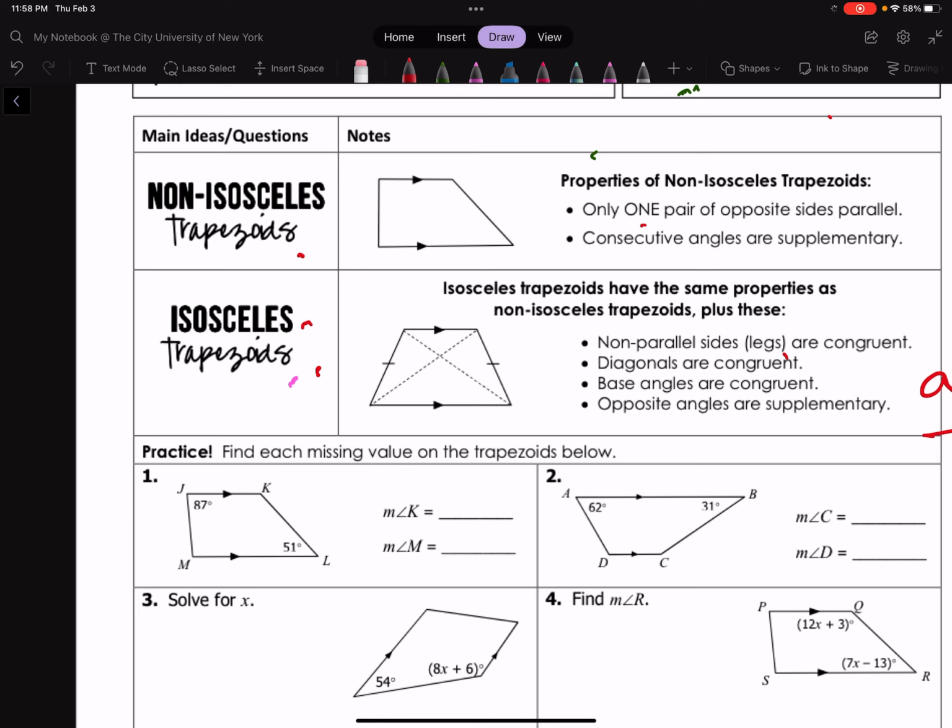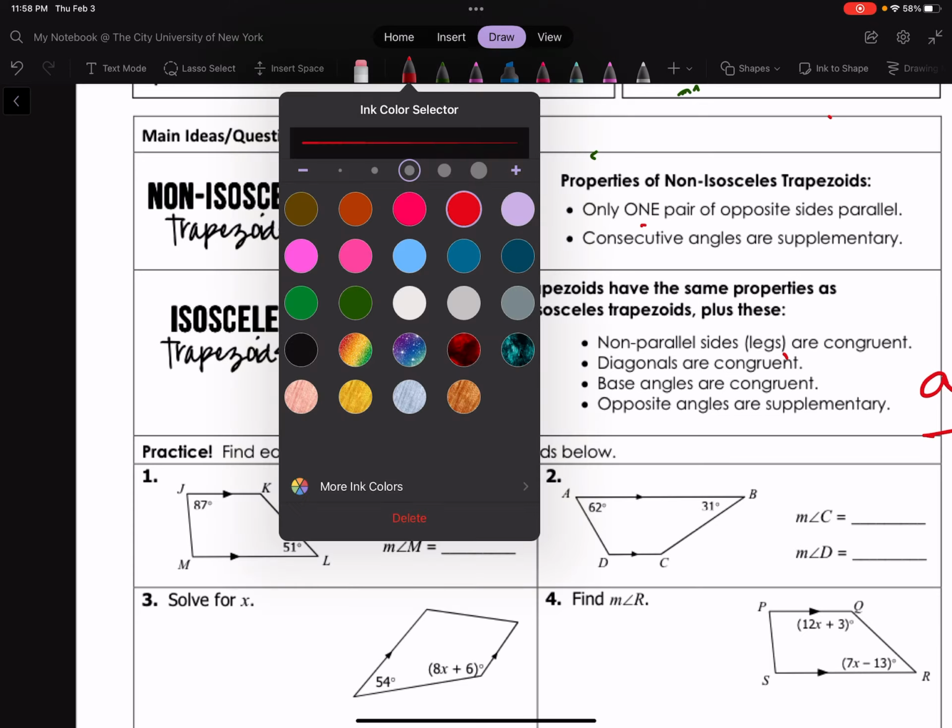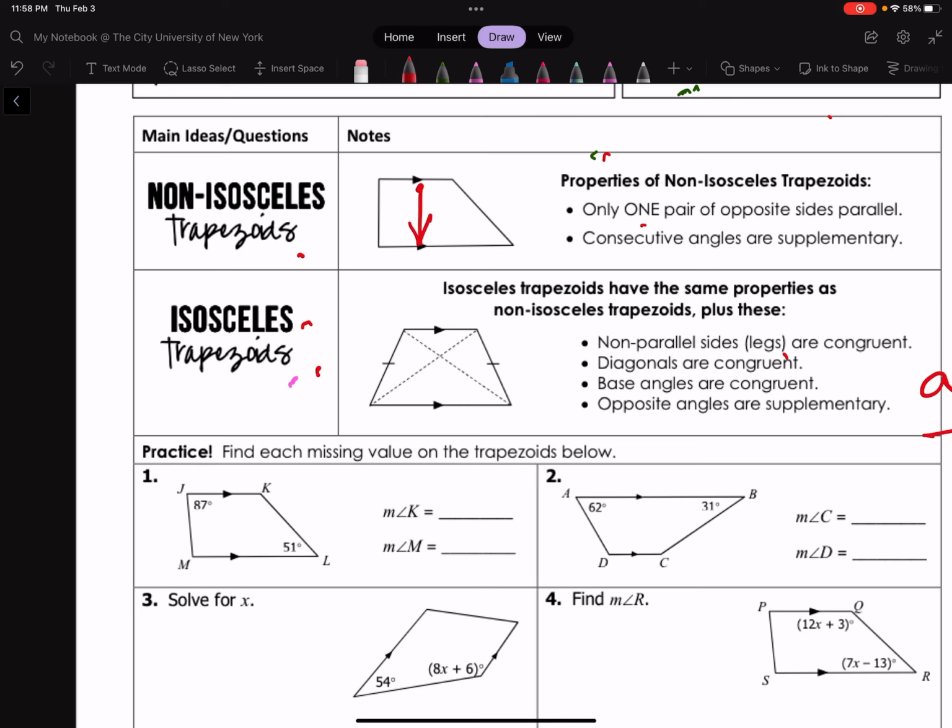But first you'll have to identify that this is a trapezoid by looking at this one pair, only one pair of opposite sides that will be parallel, like this. This pair is opposite and parallel. Okay, by this sign you could realize.